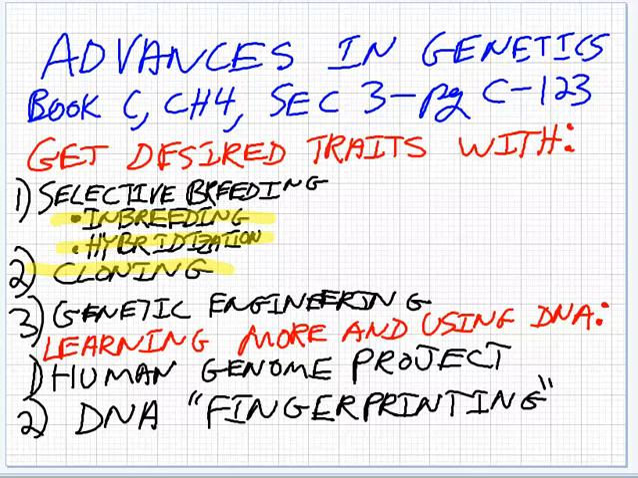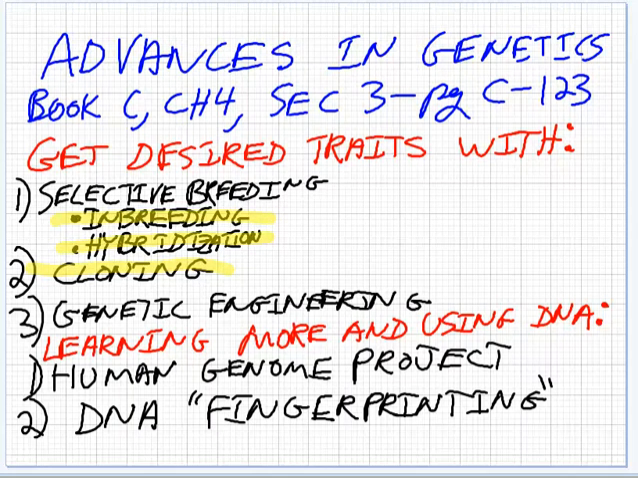So we can swap genes from bacteria into animals, put animal genes into plants, and all kinds of mixed up stuff. So genetic engineering gives us a lot of advantages. First example is genetic engineering in bacteria.